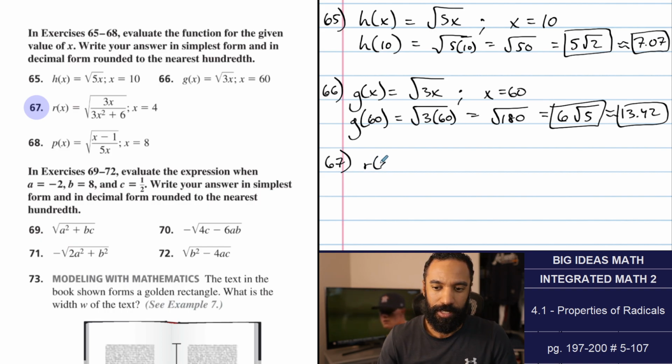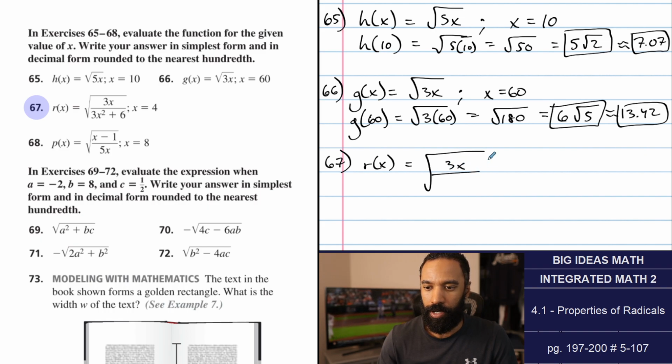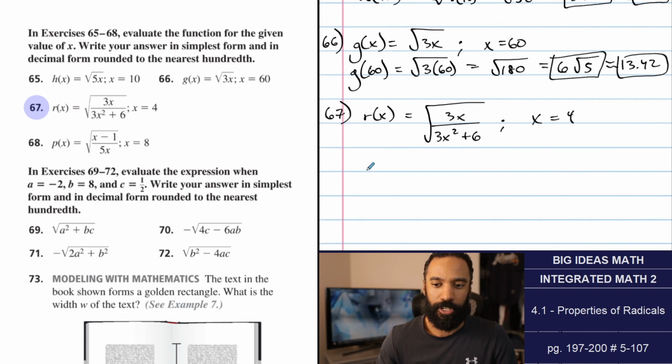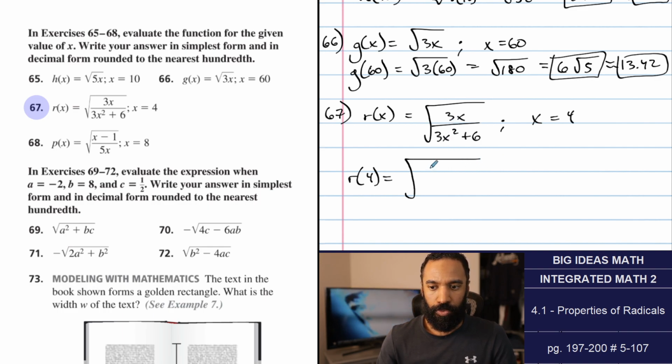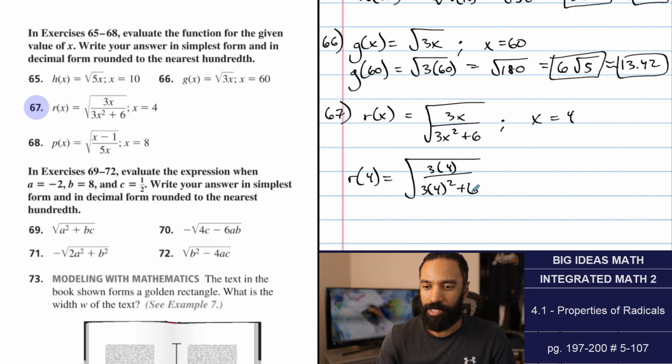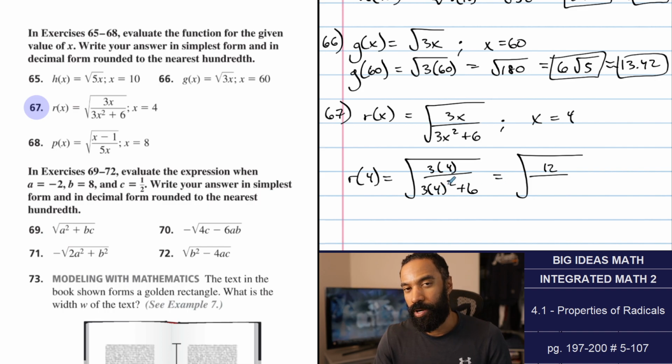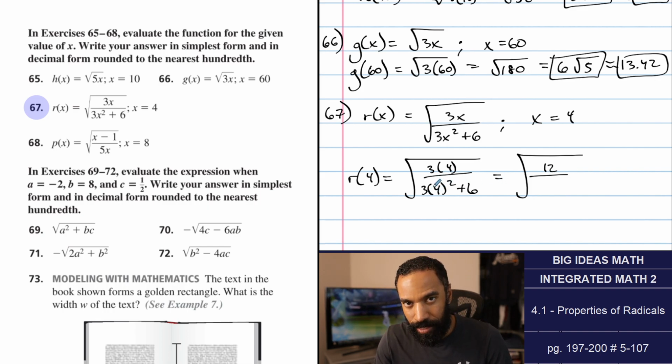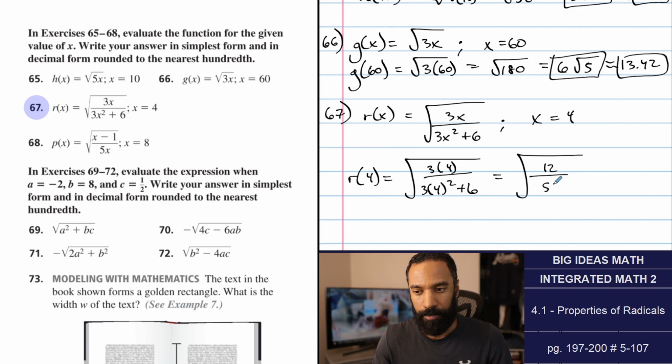R of x equals root 3x over, oh, we are practicing some of the function notation stuff, 3x squared plus 6. We're practicing order of operations here, folks. x equals 4. Okay, let's take R of 4, shall we? R of 4 is root of 3 times 4 over 3 times 4 squared plus 6, which is the square root of 12 over 4 squared is 16 times 3 is 48 plus 6 is 54.